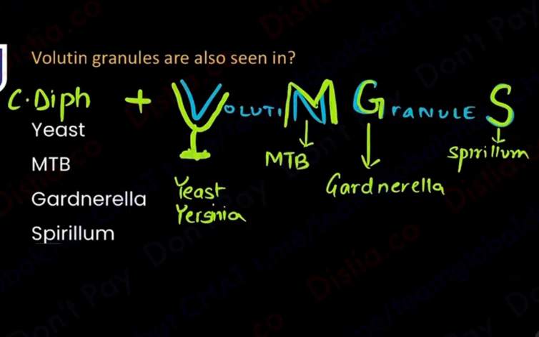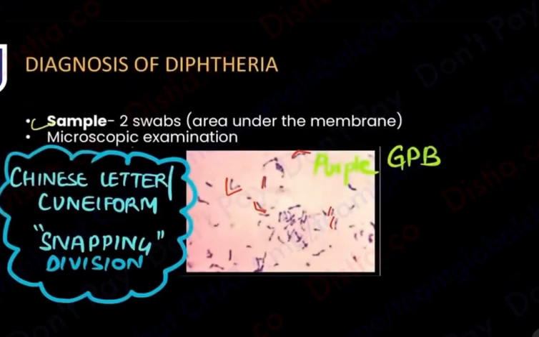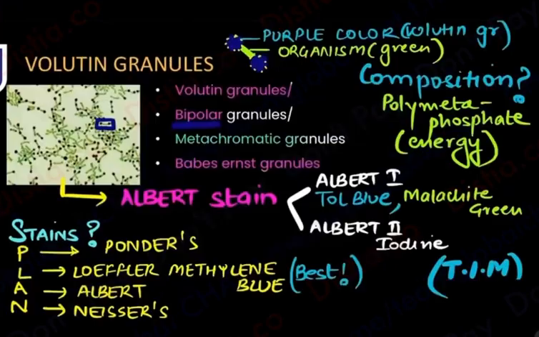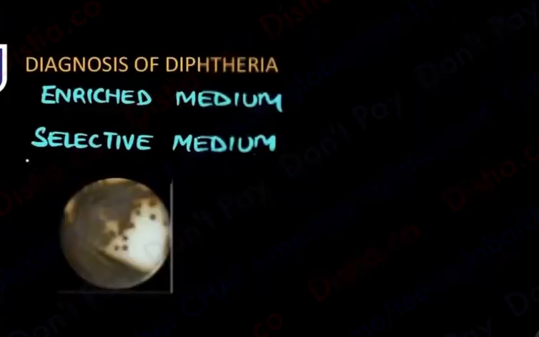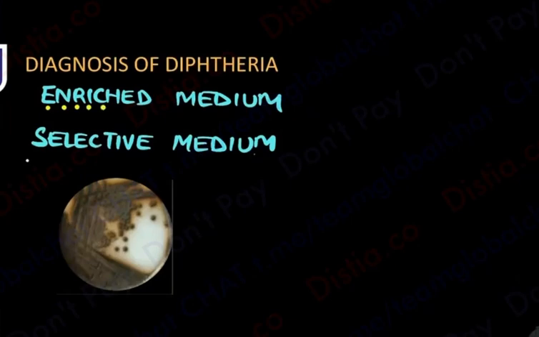Volutin granules done. So what were you doing? First you took the swabs, then you did a gram staining. After doing that, you did your full volutin granules ka study. And now let's come to the media. Enriched media, selective media. So look at this. Enriched: 1, 2, 3, 4, 5, 6, 7, 8. 8 alphabets. So naam may be Loeffler media. Loeffler, count karo. Loeffler also has 8 alphabets.